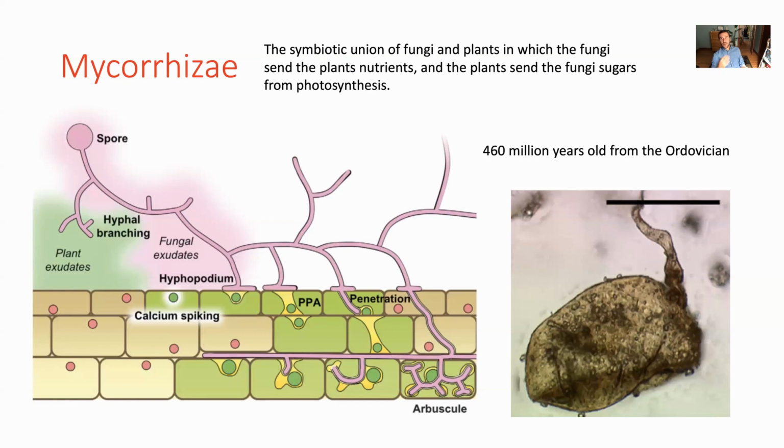Probably should have said that before I described it. Again, mycorrhiza is the symbiotic union of fungi and plants, in which fungi send plants nutrients and the plants send fungi sugars from photosynthesis.